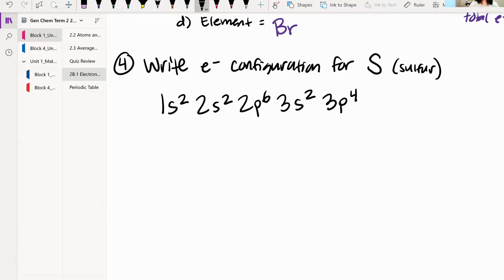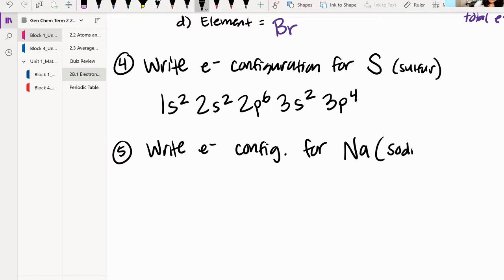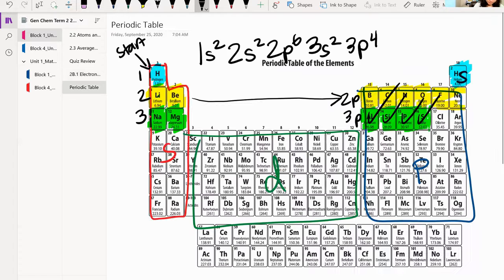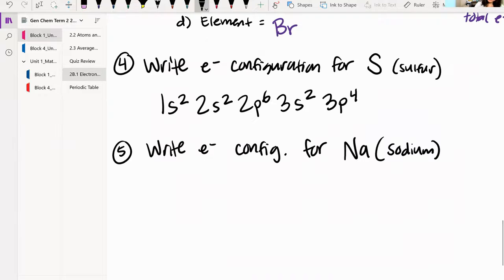Okay. I know that was crazy. Let's try another one. Let's write the e-config, and I'm going to abbreviate now, e-config for Na, that's sodium, and sodium is number 11 on the periodic table, number 11. Okay.